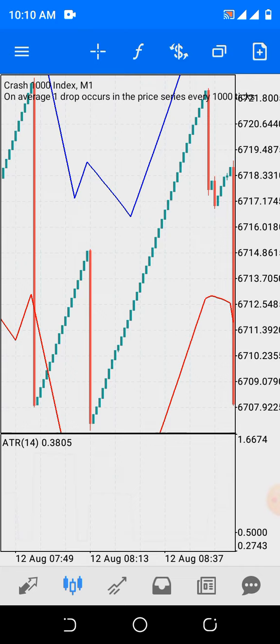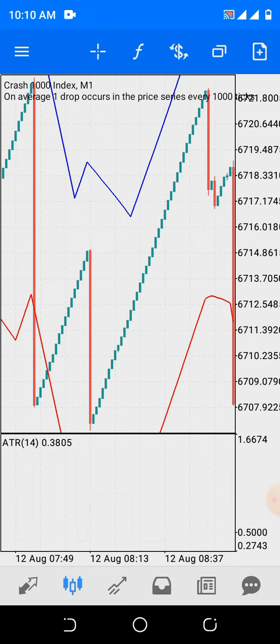This is Crash 1000, 1 minute time frame. One indicator is used here. Only one indicator is what you need.